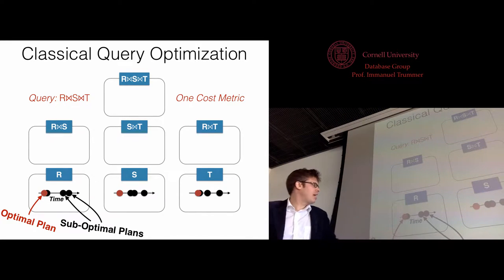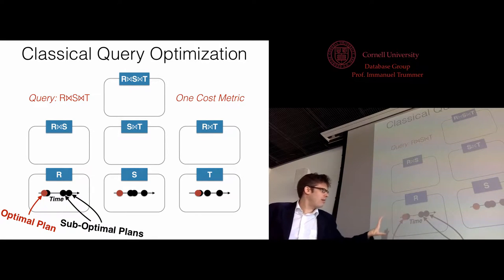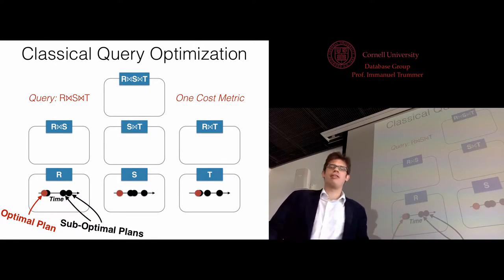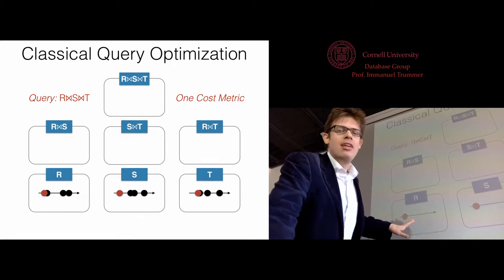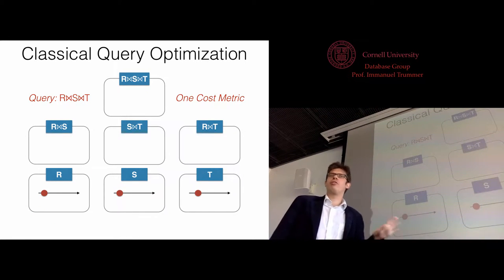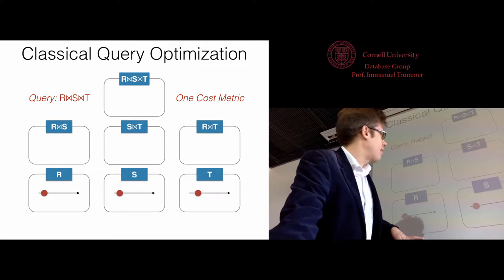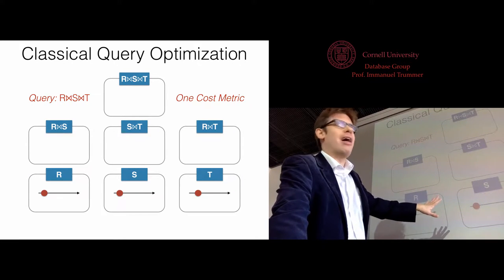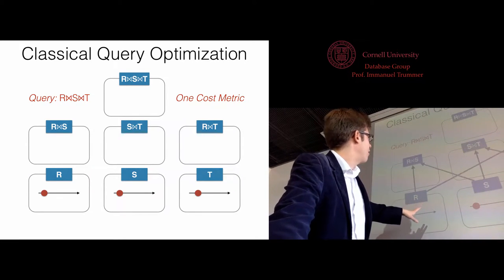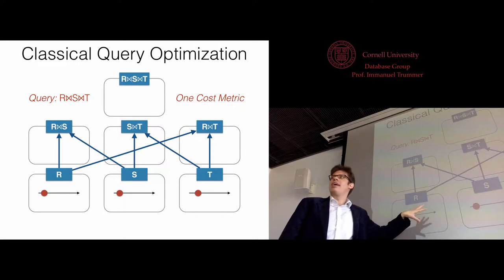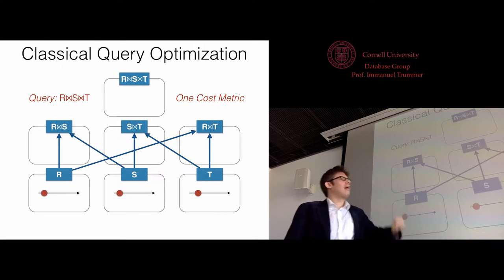And for each subquery, it calculates all possible query plans. Then it compares those plans based on the estimated execution time and only keeps the optimal plan for each of those subqueries. In the second stage, it uses those optimal plans for the smallest subqueries and combines them in order to generate plans for the larger queries.